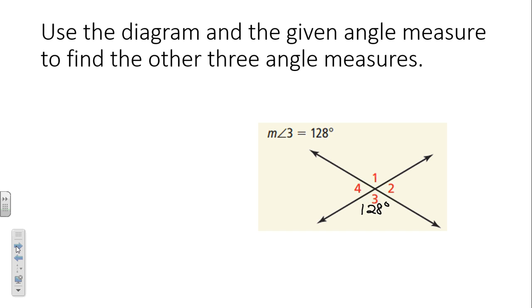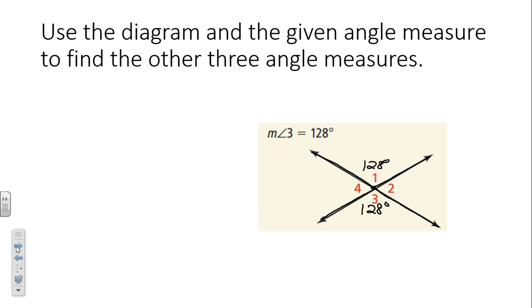So, which angle do you want to find first? Page. Angle 1. Okay. So, angle 1 is related to angle 3 in what way? There's angle 3. Here's angle 1. They're vertical angles. They're formed by two pairs of opposite rays, right? And they only share a vertex. So what do we know about vertical angles? They're congruent. So good. 128 then for angle 1. Everyone see why and understand?